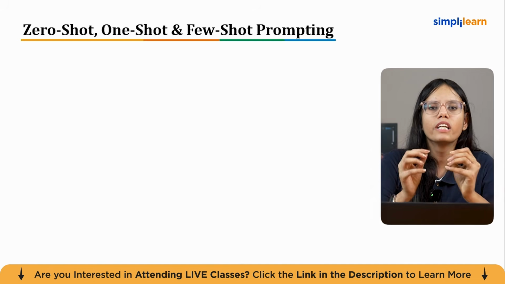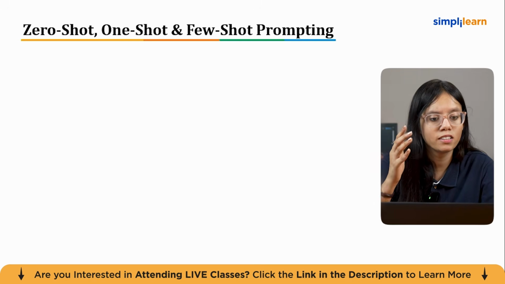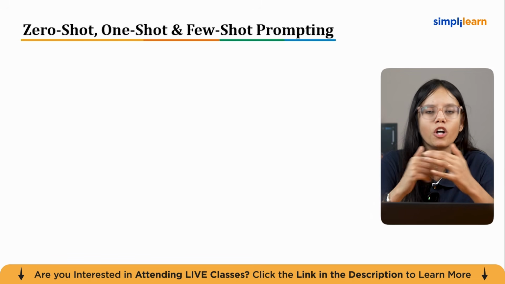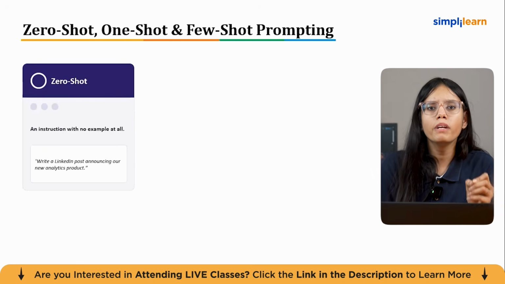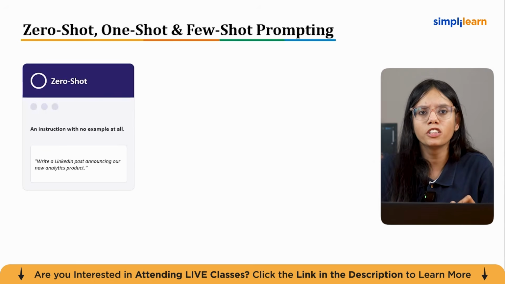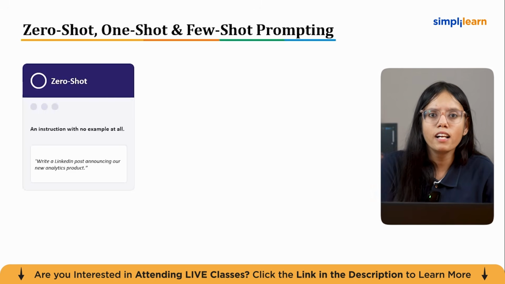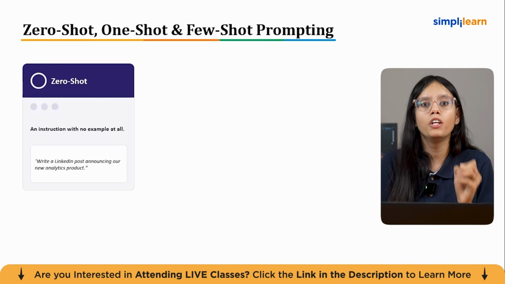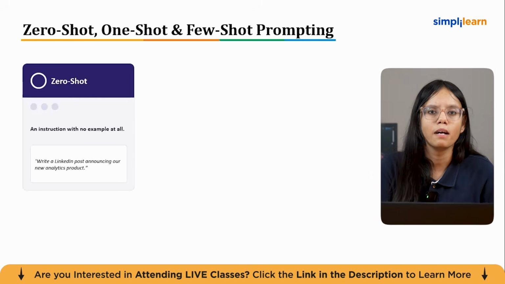Now let's move into different prompting approaches, and here we will be discussing zero shot, one shot, and few shot prompting. So let's start with zero shot prompting. Zero shot means that you give the model an instruction without providing an example. For instance, write a professional LinkedIn post announcing the launch of a new analytical product. There is an instruction but no example.